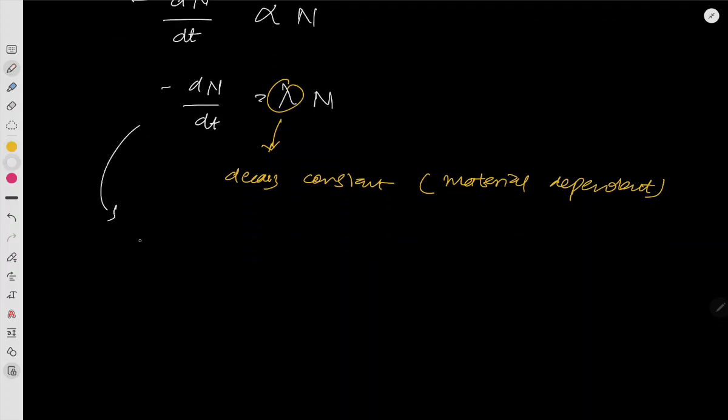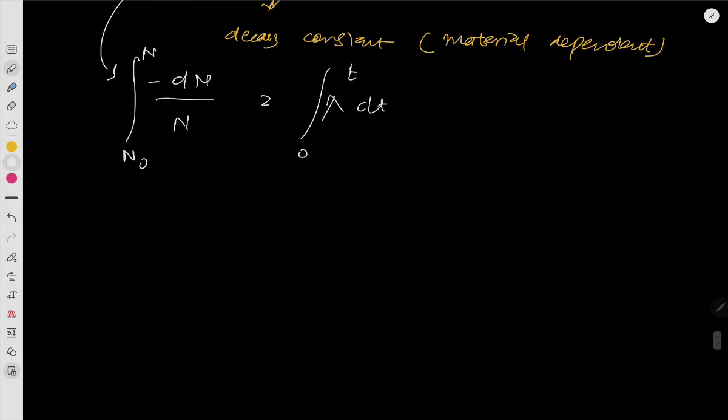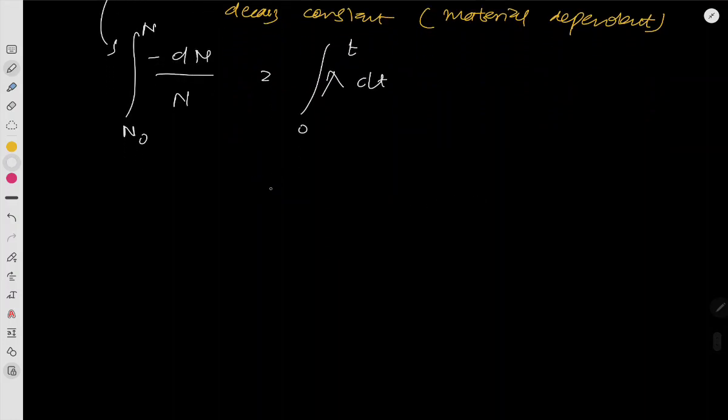So now integrating this, as it is a random process, I am integrating minus dN by dt from a particular period N0 till N, and over here from 0 to time t, that is lambda into dt, taking the operators on their own sides. Now operators are separate, so I can write log of N minus log of N naught equals minus lambda t.